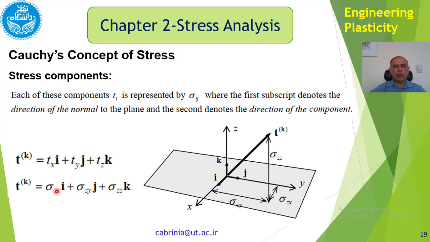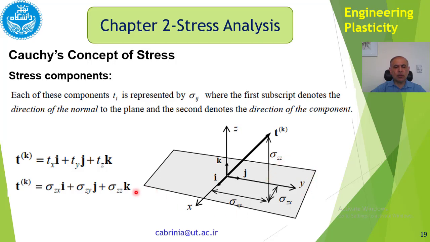Okay, so that's why here we have written tx as sigma zx, sigma z because the normal is z, and x because in the x direction. And sigma zy, as I just explained, the normal is the z direction, y is the direction of the stress, and sigma zz also because both direction and normal are in the z direction.